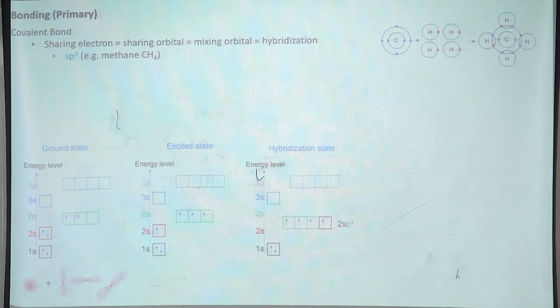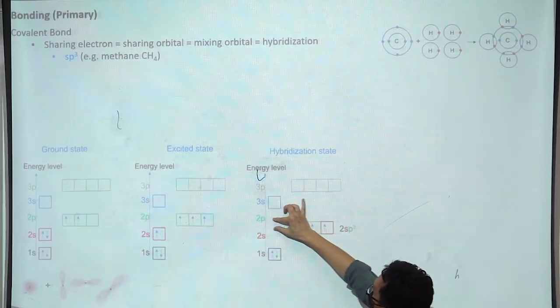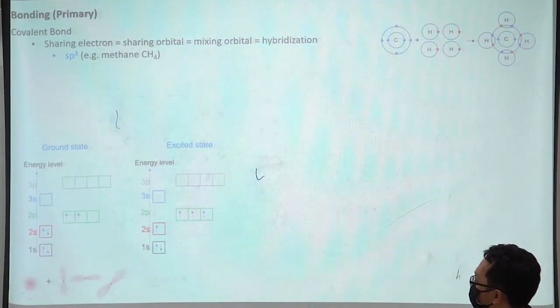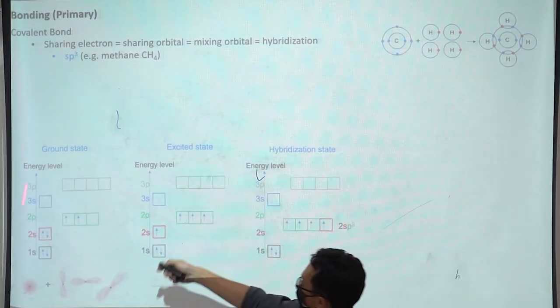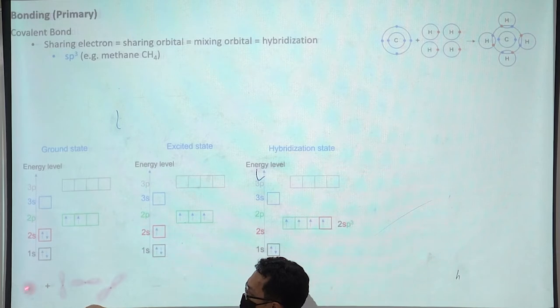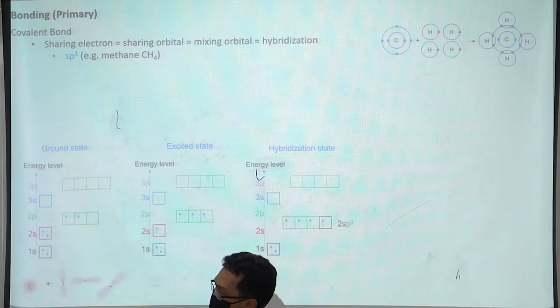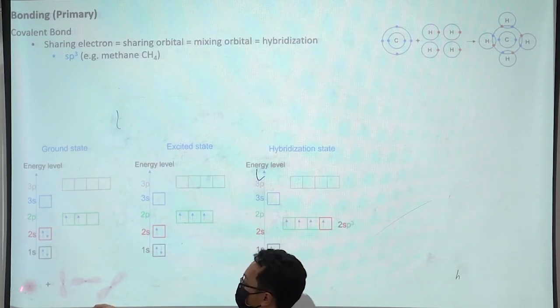It's just a new thing, hybrid. It's a new thing. That's why in the middle here. Okay. So to show you how it looks, it's like this. In ground state, you have only 1s. So this is basically 2s, 1s and 2s. That's why it's like a ball, like a sphere.